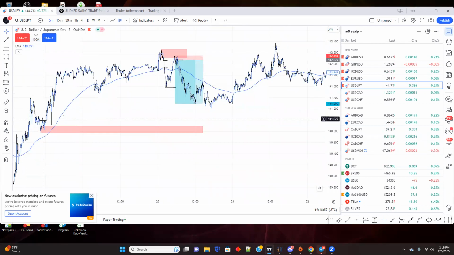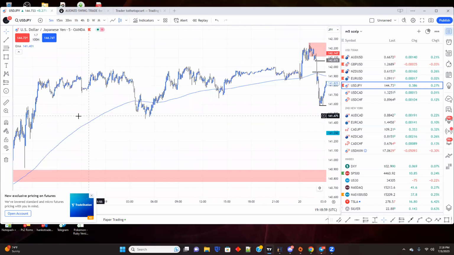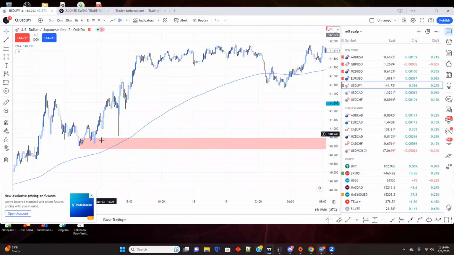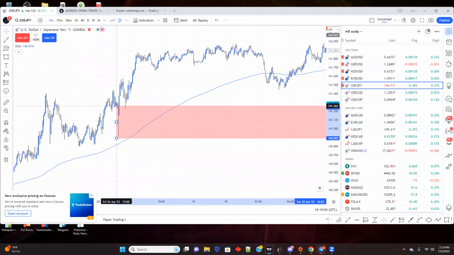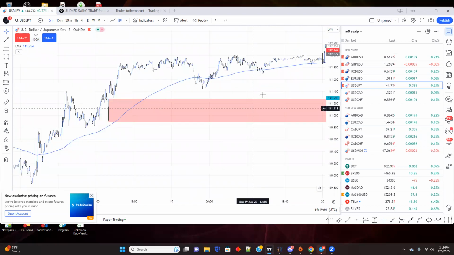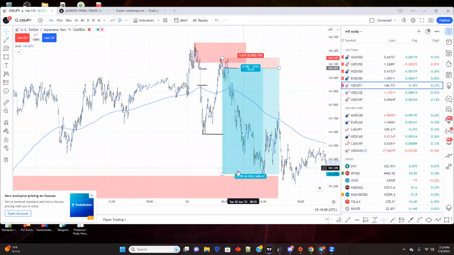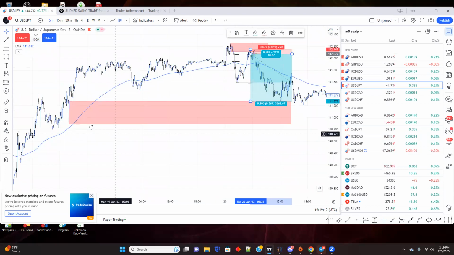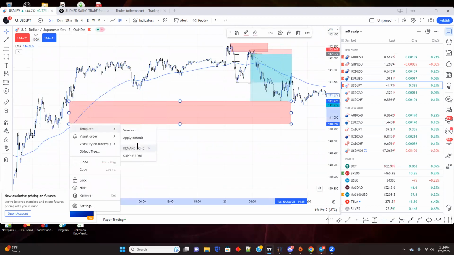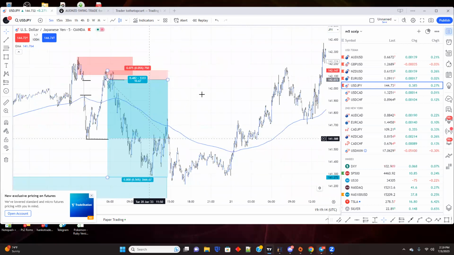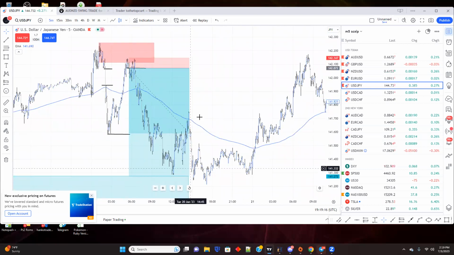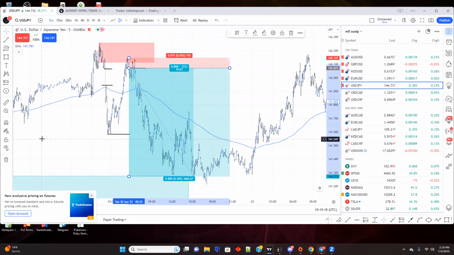So I'm trying to figure out what made it turn around. Let's see. It looks like that's a tap. So that's a demand right there. Did it hit it? It tapped it. Okay. So it did tap that demand. That's a bigger demand right there. So let's say you went for that demand. It went all the way down to that demand and you could have had a 10R.